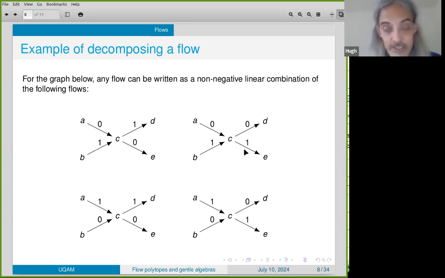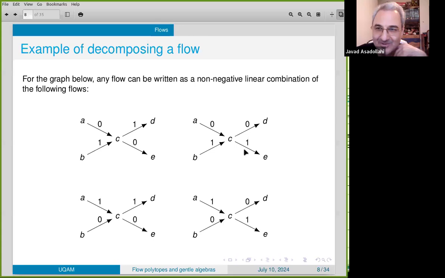So we're going to make that assumption later, but just in terms of the combinatorics, we don't have to make any assumption at all. Thank you.